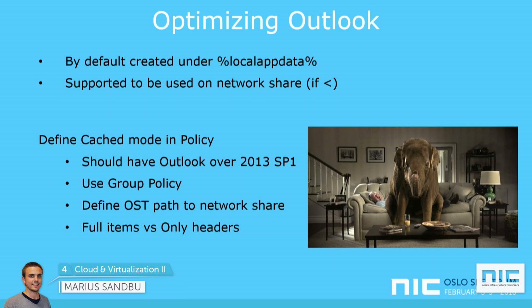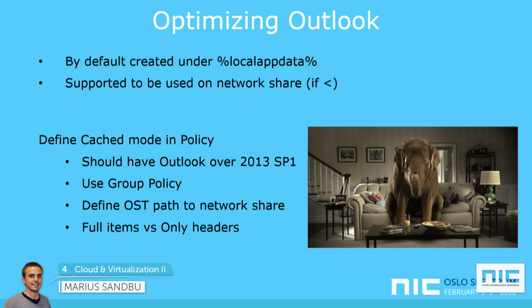You can specify 1 month of cached mode or 3 months and so on. What I typically recommend is that we set it to 3 months cache mode, and specify that the OST file be stored on a network share. So in case the user logs out and logs into another server, the OST file is present and doesn't need to be built up again. In some cases I've seen that when a user starts Outlook in cache mode, the OST file starts to populate. Now the user then quits Outlook before the OST file is finished building, and logs out, logs in again, and the OST file starts all over again.